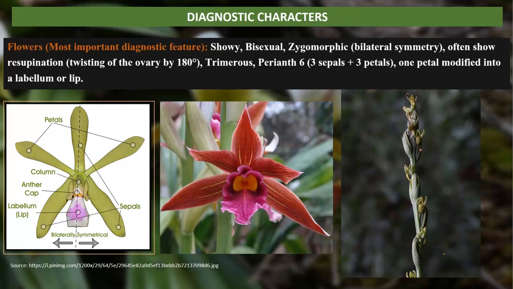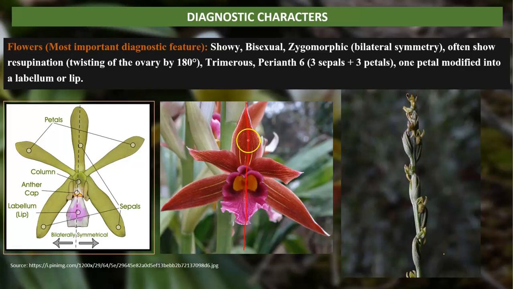Now the flowers. It is the most important diagnostic feature of the family Orchidaceae. The flowers you see are very attractive, very showy, bisexual and zygomorphic. Zygomorphic means bilateral symmetry. Why bilateral? If you cut this flower along this axis, it will be divided into two equal halves. That is why the flower has bilateral symmetry.